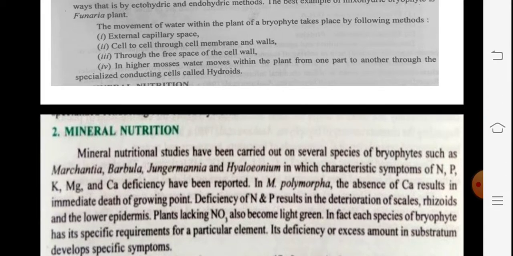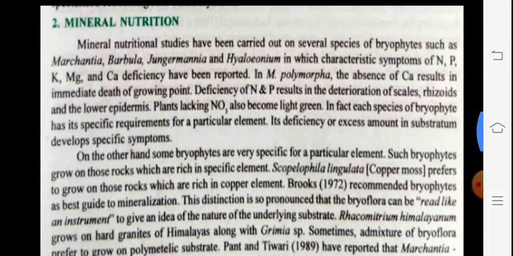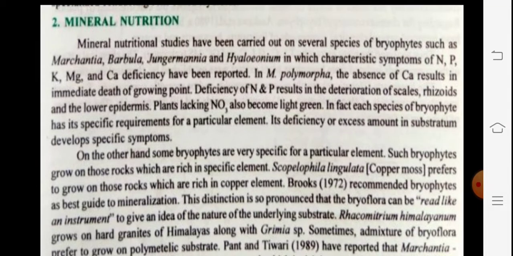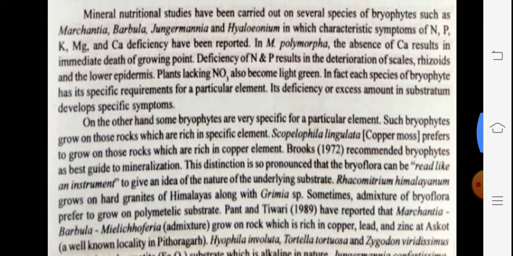So this is one part. The second part of physiological processes in bryophyta is mineral nutrition. In mineral nutrition, NPK, magnesium and calcium deficiency have already been reported in some examples like Marchantia, Barbula moss, Jungermannia, and Hyloconium. Then there is Marchantia polymorpha.